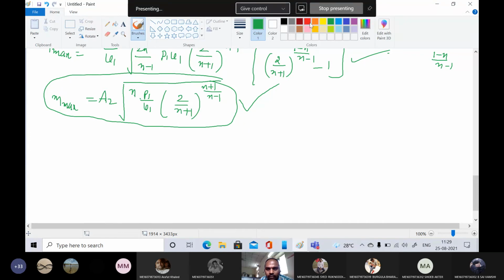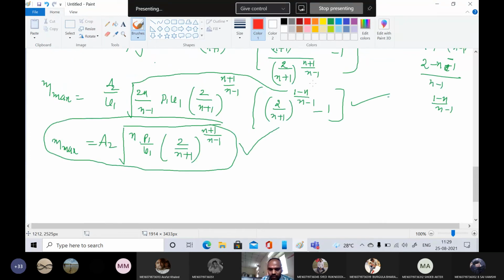See here, 1 minus n by n minus 1 is what? This is minus 1. Check it. We can write minus of (n minus 1) by (n minus 1). Yes or no? Yes, sir. If I take minus common from the numerator, this is n minus 1 by n minus 1. So this whole will be minus 1. Therefore, this is minus 1.